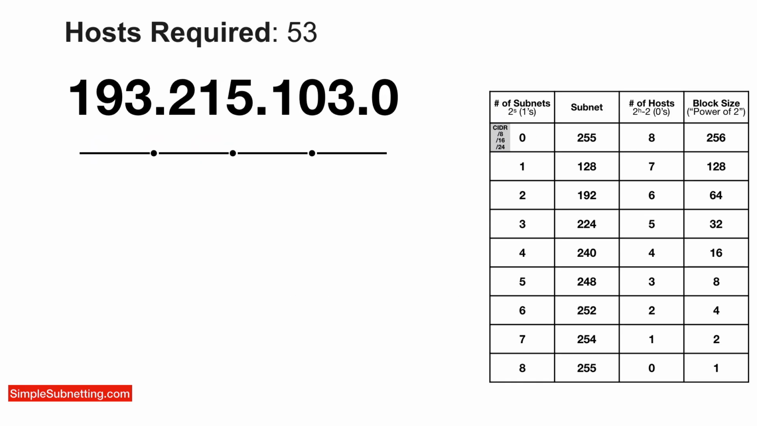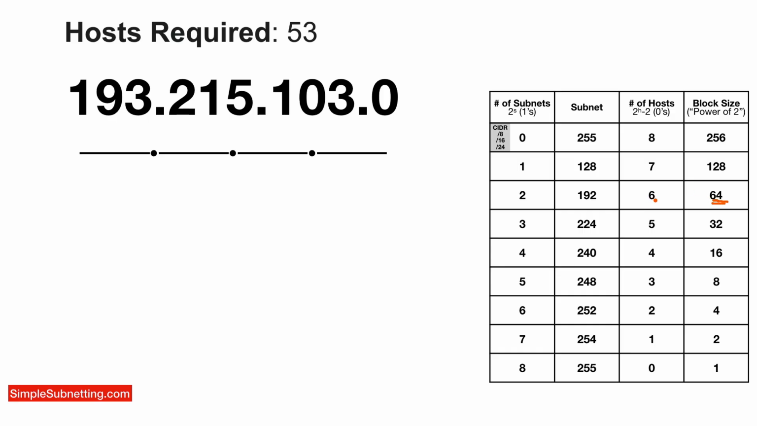So a question would look like this. It will say, what's the subnet mask when 53 hosts are required? Well, we're looking for the zeros. So the first thing we need to do is go to the end column and find the closest number to 53 without being under. And in this case, it's 64.